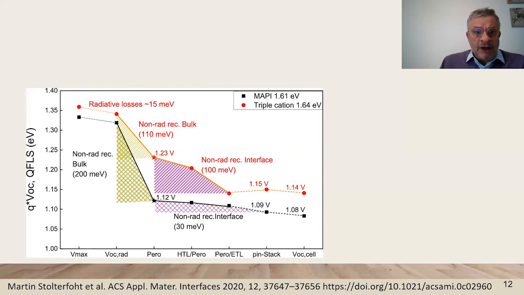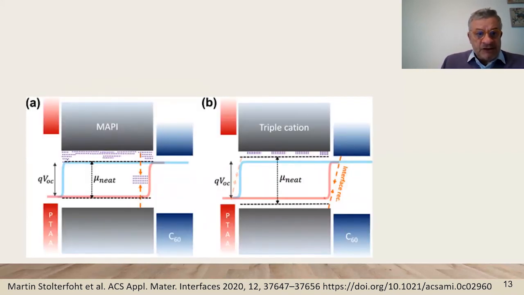Here we show a specific analysis of two types of perovskite solar cells, and from the radiative voltage, there are voltage losses. For example, here is 110 millielectron volts for non-radiative bulk recombination and another drop for non-radiative recombination at the interface. Here it is indicated in each of the cases where the main causes of non-radiative recombination are. This is the interfacial recombination, and the triple cation perovskite has larger voltage because it has less recombination.